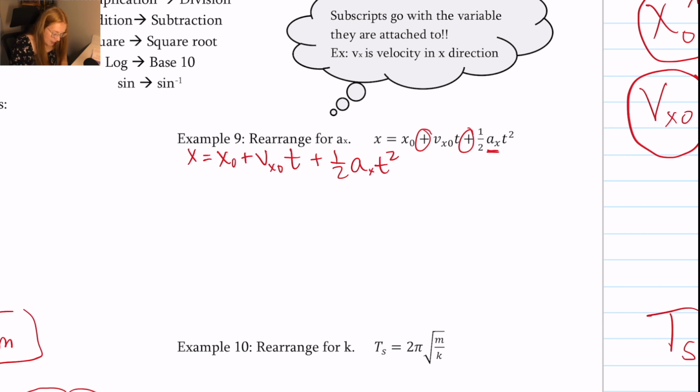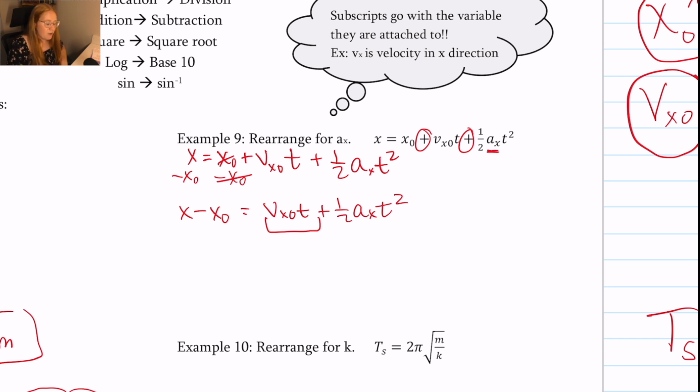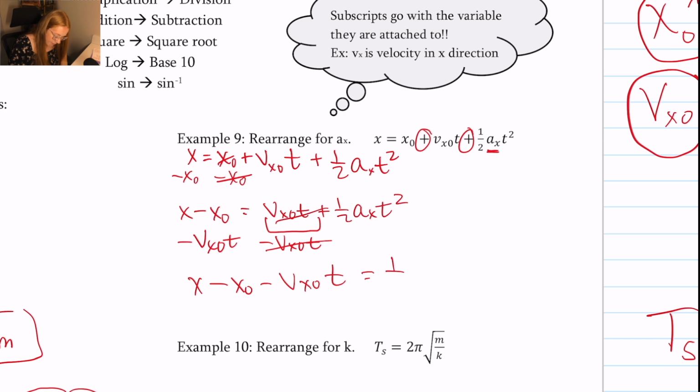So the x naught is being added. So to move it over, let's subtract. And it goes away. And then I can treat this Vx naught t similarly. It's being added. We're going to move it over by subtracting. Okay, so let me rewrite that. And then now I've made it to the end term. We have 1/2 ax t squared.